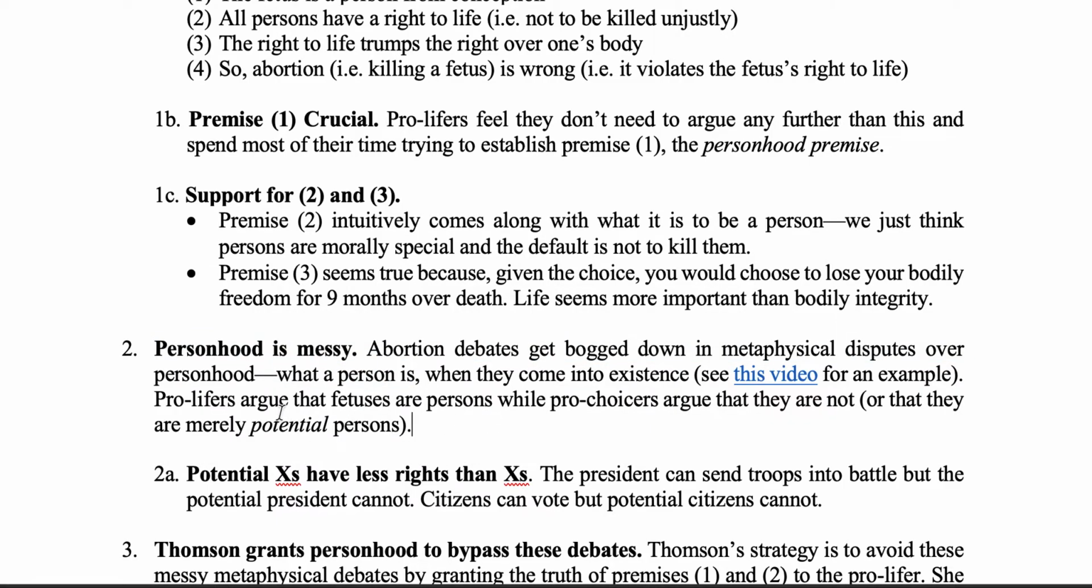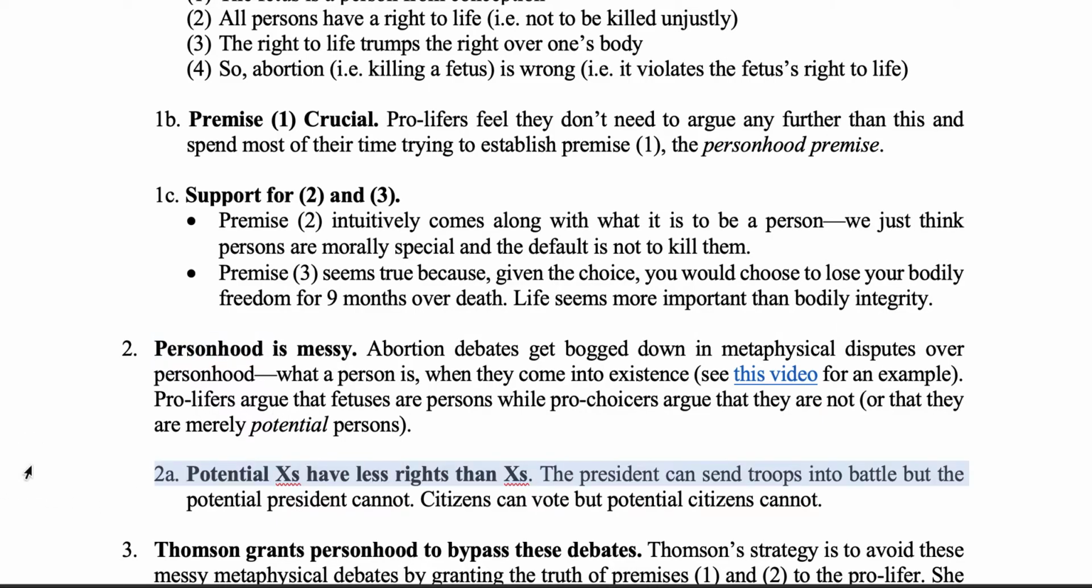And then pro-lifers would argue that fetuses are persons, while pro-choicers would argue that they aren't, or that they're merely potential persons, or maybe even if they're persons, they lack certain other properties, qualities that persons need to get some special moral status, right? So maybe they would say, well, they're human organisms, but not moral persons yet, or something like that. But the debate was about this personhood stuff.